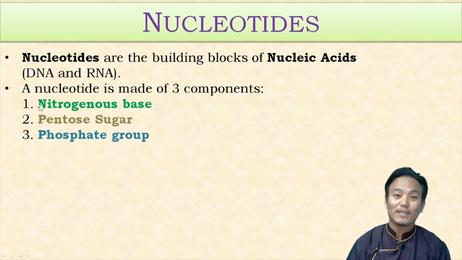First one is a nitrogenous base. A nucleotide should contain a nitrogenous base. Second one is a pentose sugar. Third is a phosphate group. So a nucleotide is composed of these three components: nitrogenous base, pentose sugar and a phosphate group.